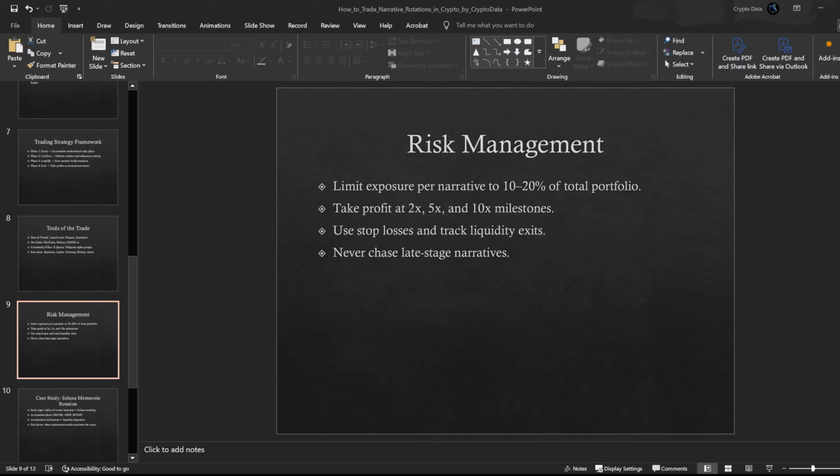Never chase late stage narratives. So guys, if a narrative has been happening for a week and you're just now getting into it, like if you just saw Aster when it was over $2, and you're like, oh yeah, this is the next best thing since sliced bread, everyone's talking about it now. Well, the fact that everyone's talking about it now should be a red flag immediately. Like, yes, it could still pump for another day or two, but eventually you will have that drop.